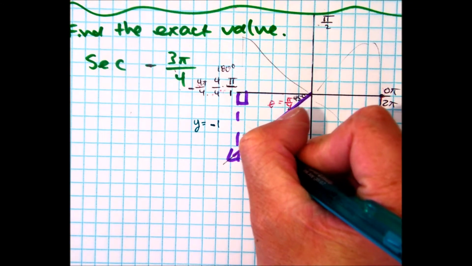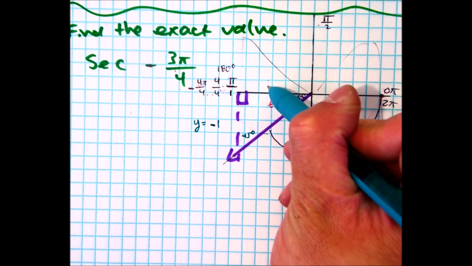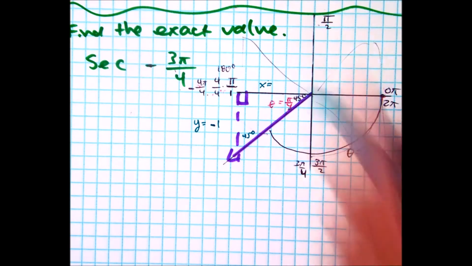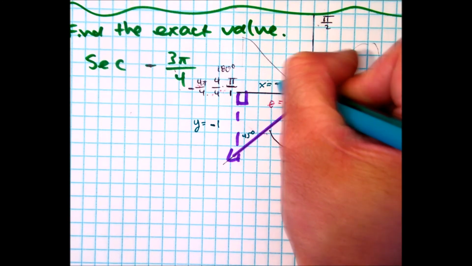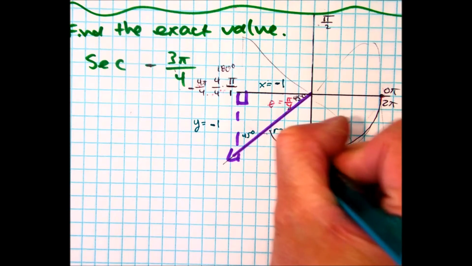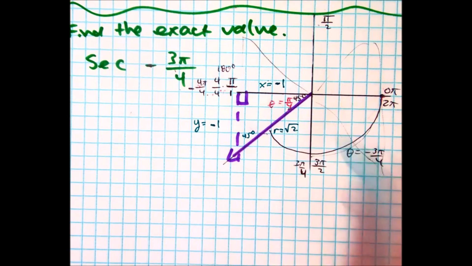This is also a 45-degree angle. Across from there, you'll write X equals negative 1. And my R value is going to be always positive, radical 2.